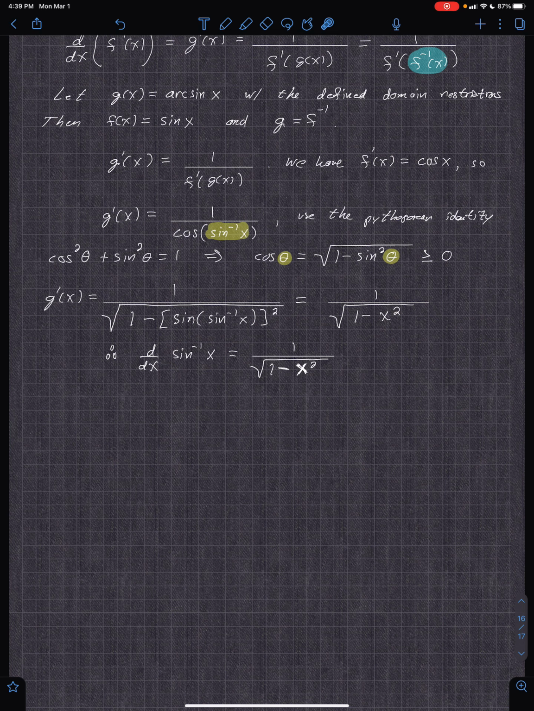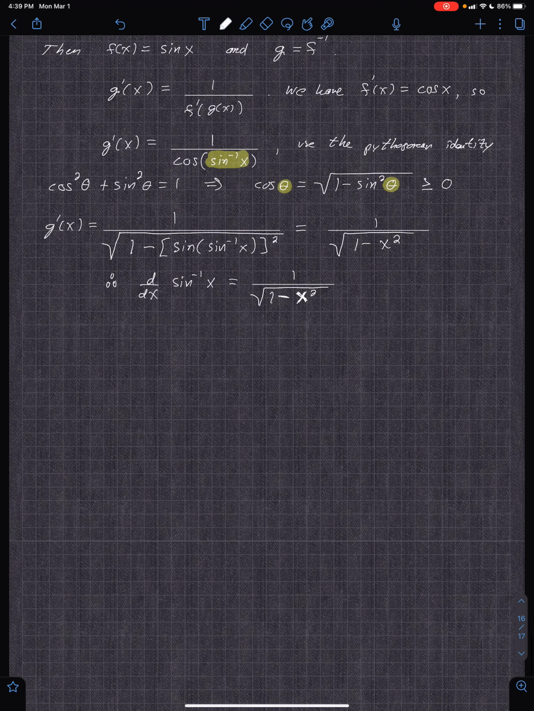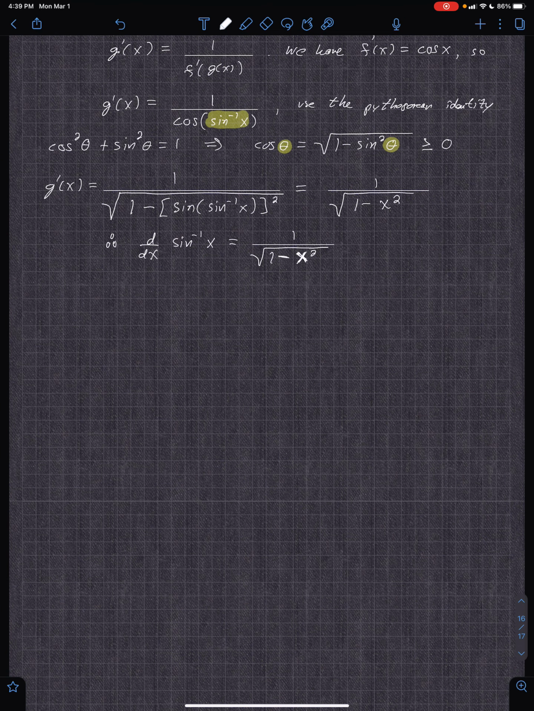So what if you had a chain rule situation? You can look at it like this. Let's look at this example. Find z prime if z is equal to sine inverse of e to the 3x. So now you have sine inverse of something.